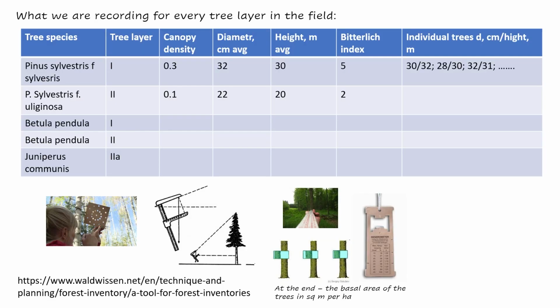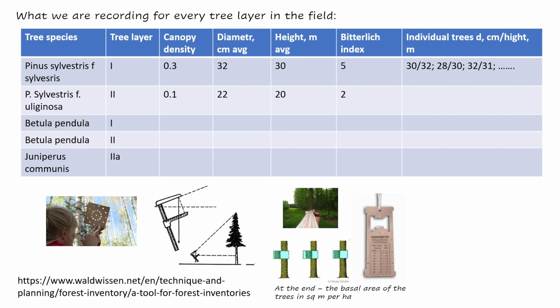They take their space in the horizontal and vertical structure. Next step, you characterize every layer. For every tree layer, you put the tree species and designate individually for these tree species and for this layer canopy density, average diameter, and average height. You can also make this diameter and height more accurate using not very complicated instruments. You also have a not complicated instrument for canopy density.